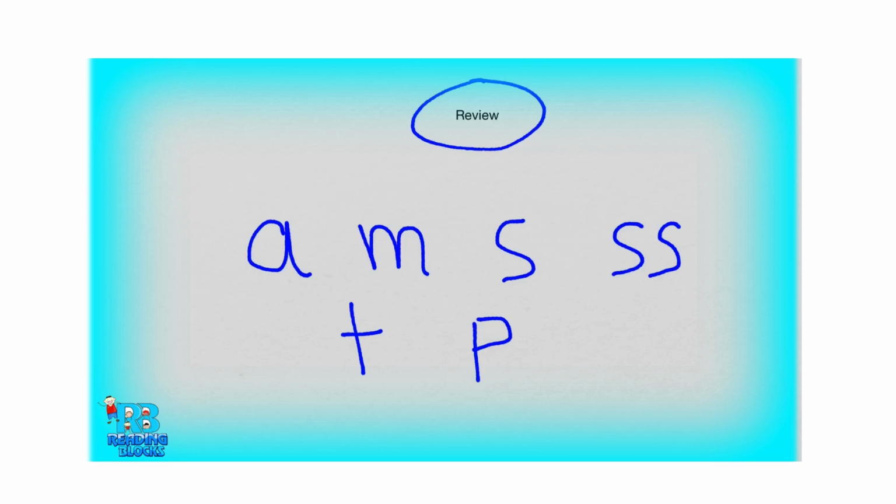S. So two of the letter S together, two S's together, it still makes the same sound as one S. S. S. Very good. How about this letter? What sound would you make? T. Very good. And our last letter? P. Very good. So we have A, M, S, S, T, P. Excellent. Very good. Now we're going to combine all of these sounds with some new sounds that we're going to learn in Block 2.